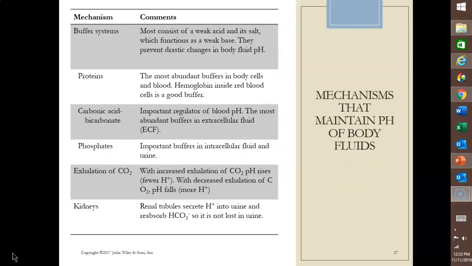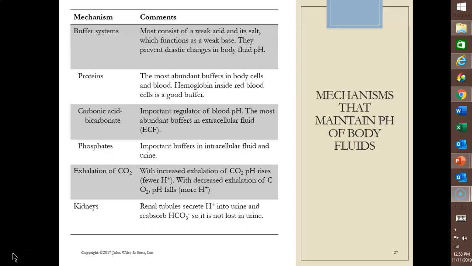And this is just a summary slide of the mechanisms that help maintain pH of body fluids. Remember, buffer systems are going to consist of a weak acid and its salt, which functions as a weak base, and these together can prevent those drastic changes in body fluid pH. You saw the protein buffer system and the carbonic acid bicarbonate buffer system and the phosphate buffer systems.